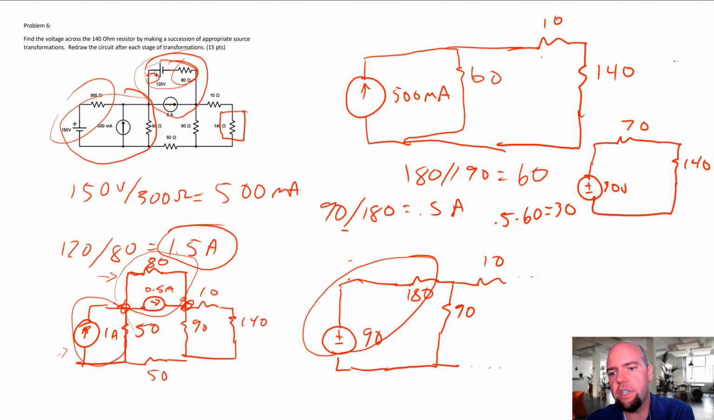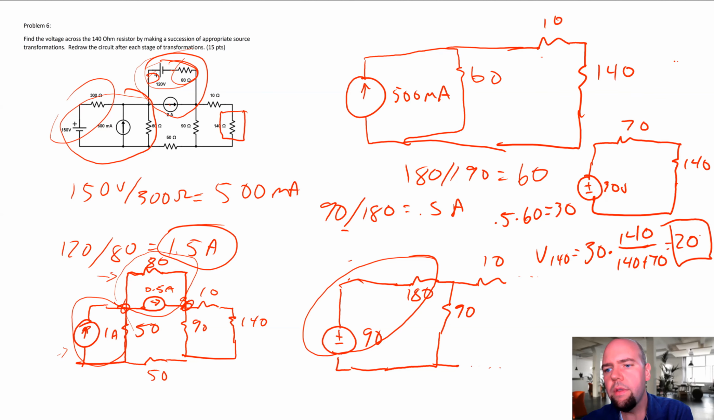And now it's just a voltage divider problem. So now the voltage across the 140 is going to equal 30 times 140 divided by 140 plus 70, 20 volts. Okay. Hope I did it right. It sure felt good. If I made a mistake, I'm sure you'll be happy to point it out.